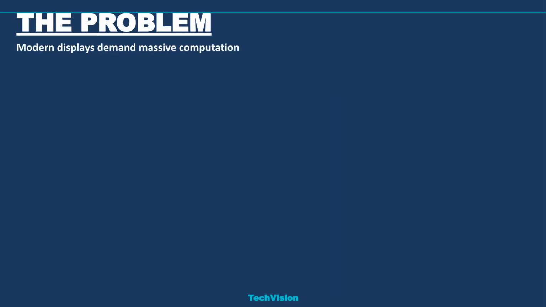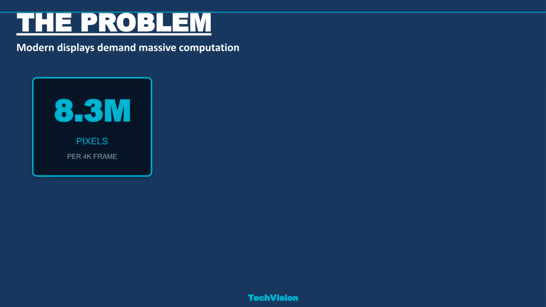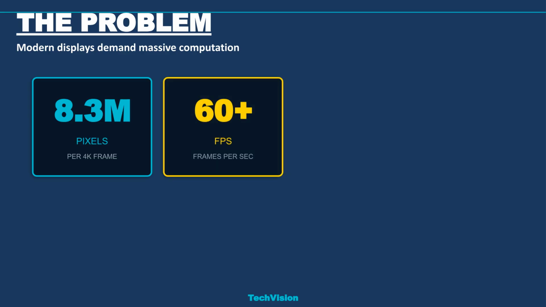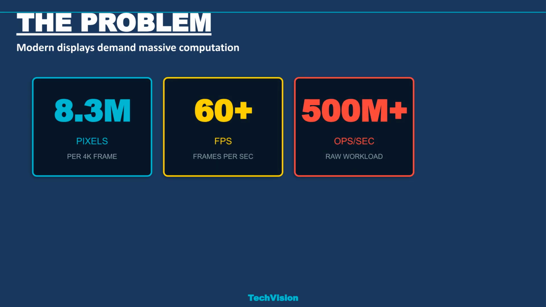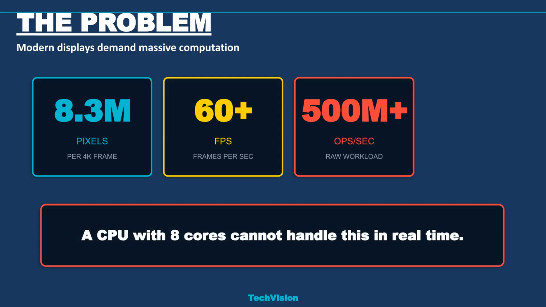Modern displays demand massive computation. A 4K frame needs 8.3 million pixels, and rendering at 60 or more frames per second results in a raw workload exceeding 500 million operations per second. A CPU with only 8 cores simply cannot handle this in real time.